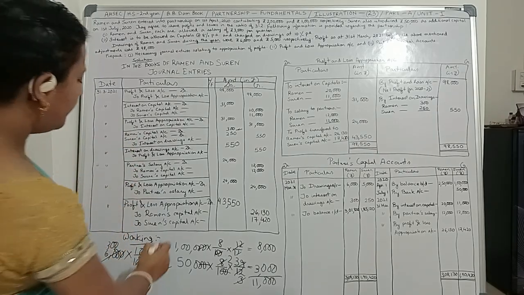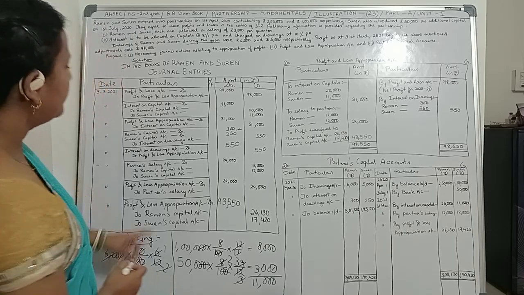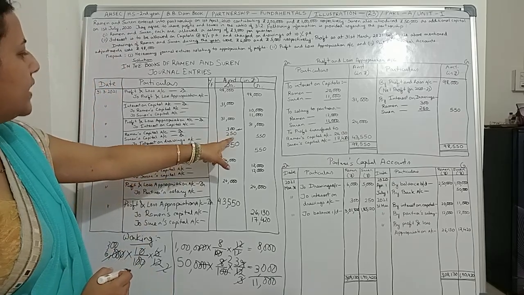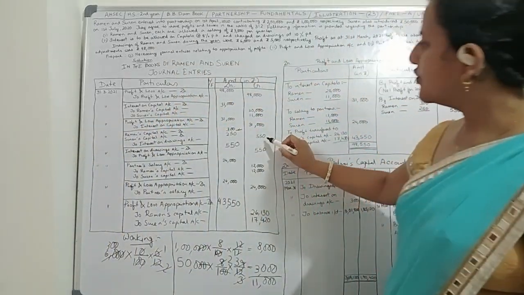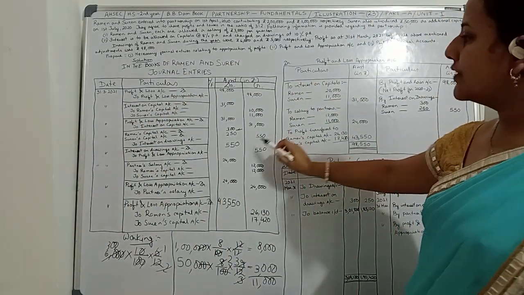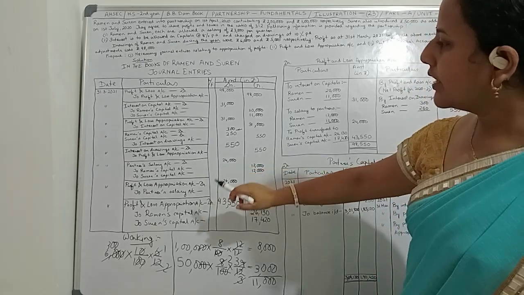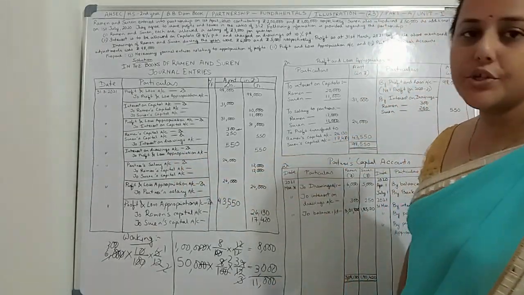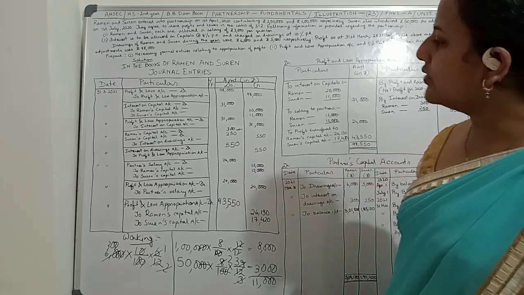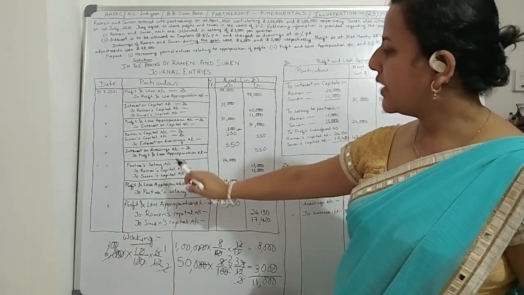Similarly, you take out for Suren also. Suren also, you will get 250. So this is the total amount of interest on drawings, 550. That you have to transfer to the profit and loss appropriation account, the total amount. Then you have to go for partner's salary.